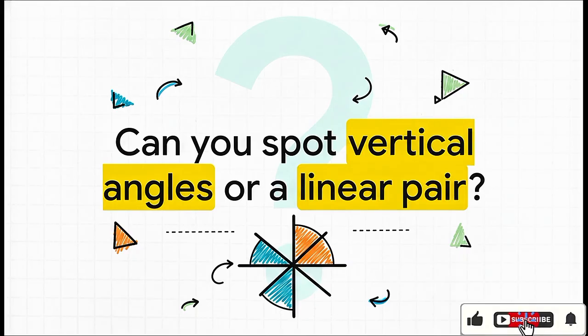Let's test your visual skills with a quick little mental exercise. Imagine a typical intersection, kind of like a crossroad, where two perfectly straight lines cross each other. Take a second to picture it in your mind's eye. Can you spot the angles that are directly opposite each other across the center? How about the ones that are sitting right side by side along the same line?